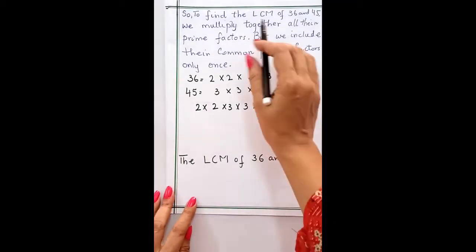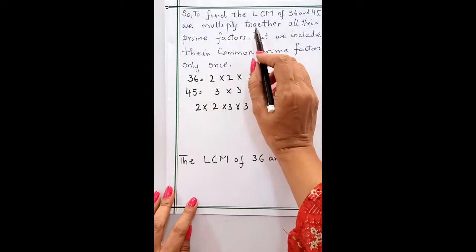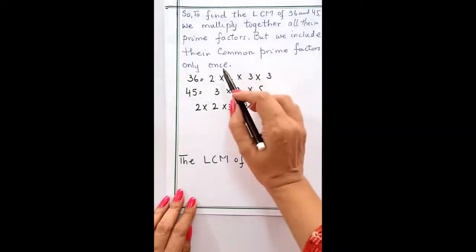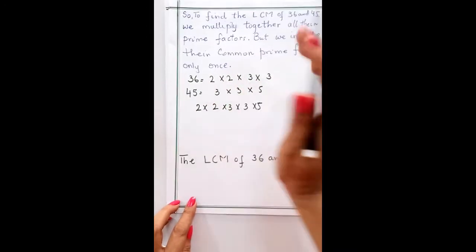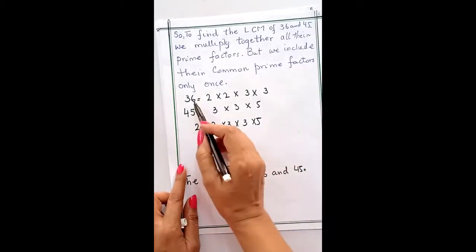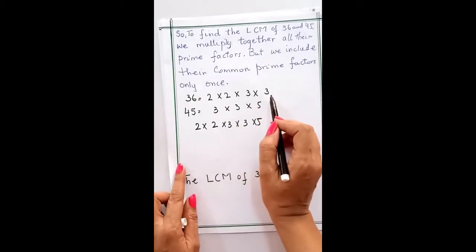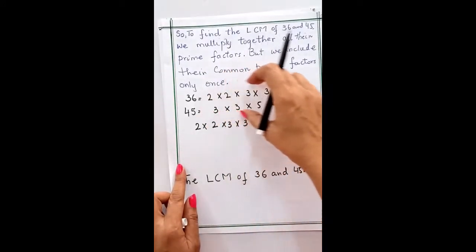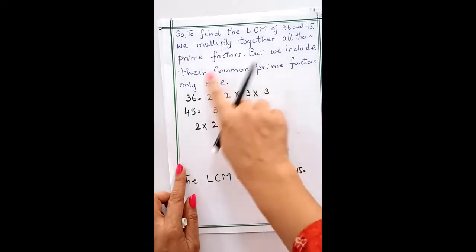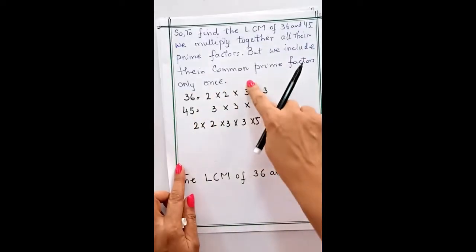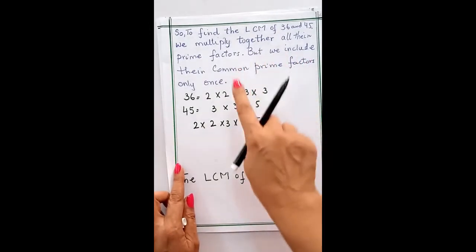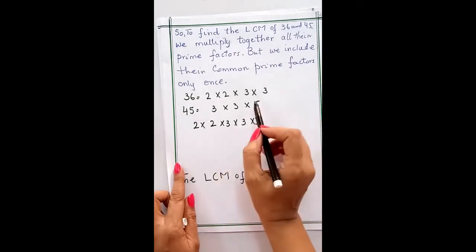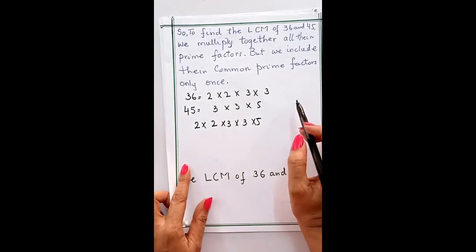So students, to find the LCM of 36 and 45, we multiply together all their prime factors, but we include their common prime factors only once. So here are all the prime factors of 36, here are all the prime factors of 45. Now we multiply all together, but we include their common prime factors only once. It means we will write them only once. So first we will find out the common factor.